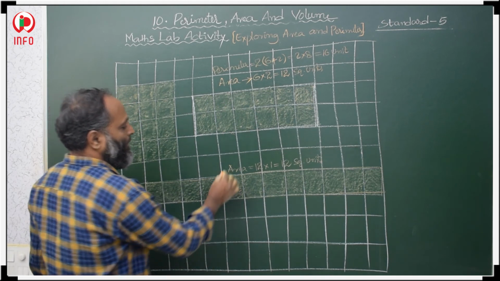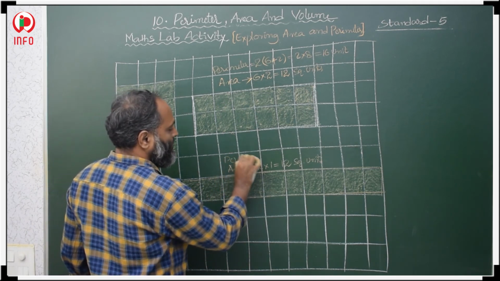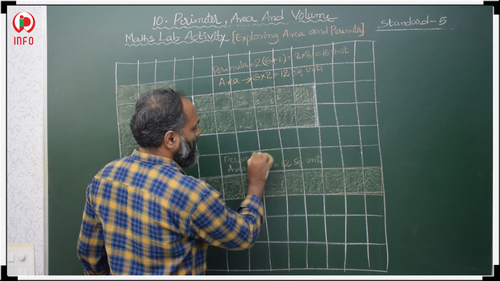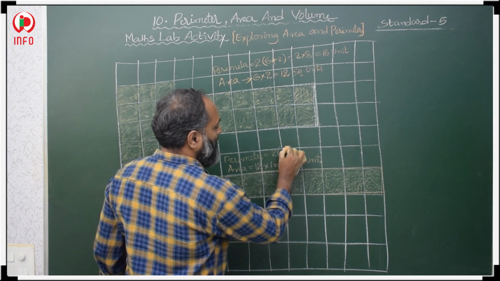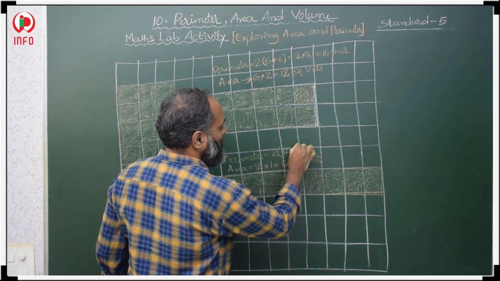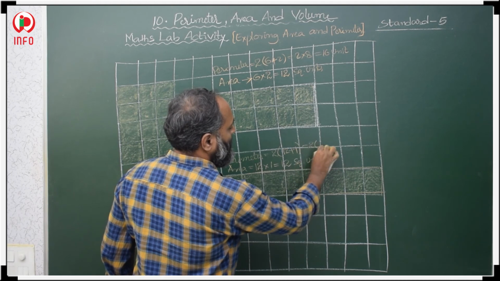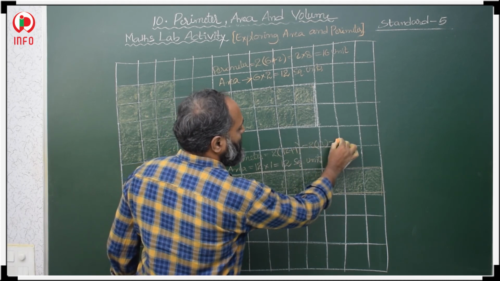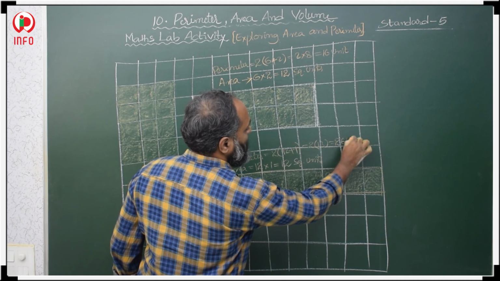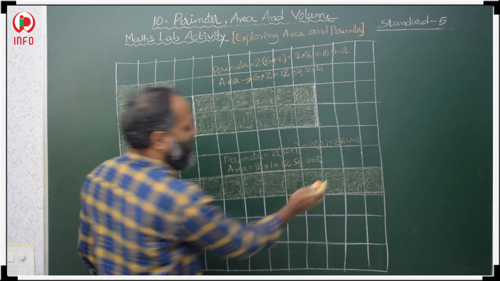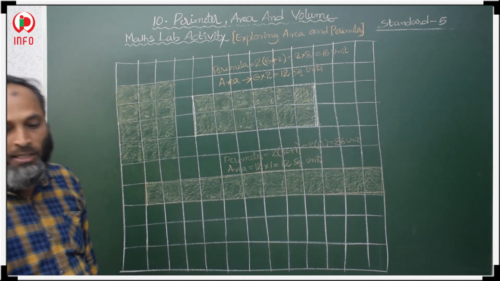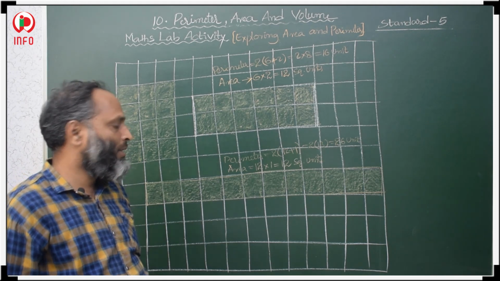Now what is the perimeter? Perimeter is 2 into L plus B. L is 12 and B is 1. Then 2 into 12 plus 1, 13. 13 2s are 26 units. This is the perimeter of this rectangle. 26 is the perimeter of this rectangle.